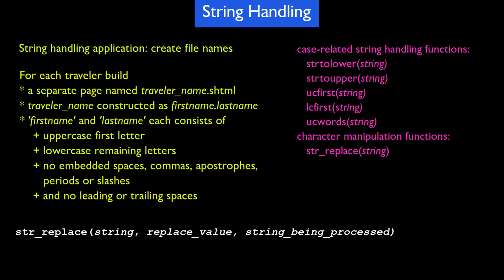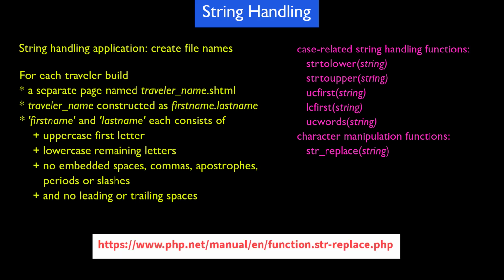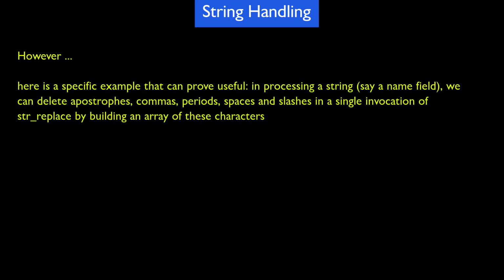Also, this function can take arrays for each of the first three operands, which is beyond the scope of our discussion. The interested student is referred to the documentation, https://www.php.net/manual/en/function.str-replace.php. However, here is a specific example that can prove useful. In processing a string, say a name field, we can delete apostrophes, commas, periods, spaces, and slashes in a single invocation of str_replace by building an array consisting of these characters.